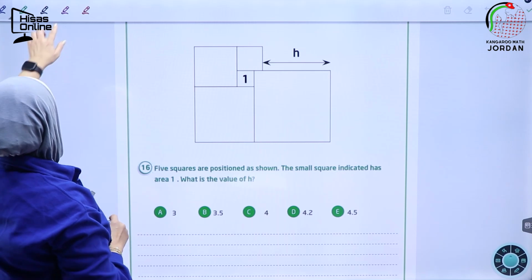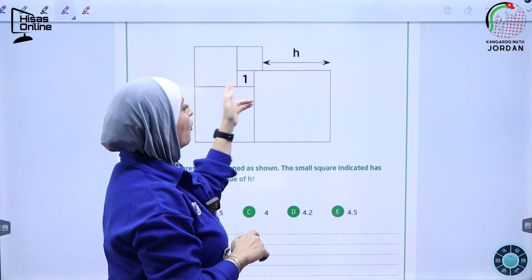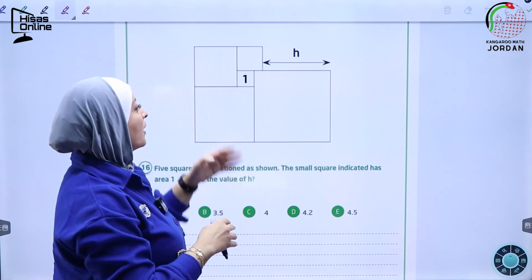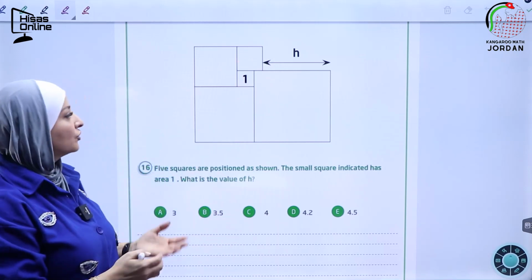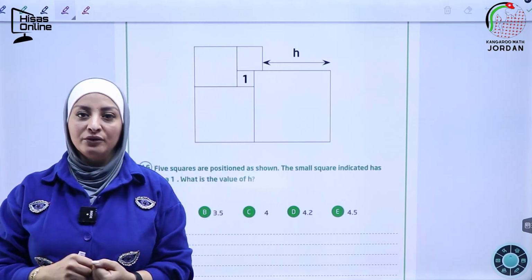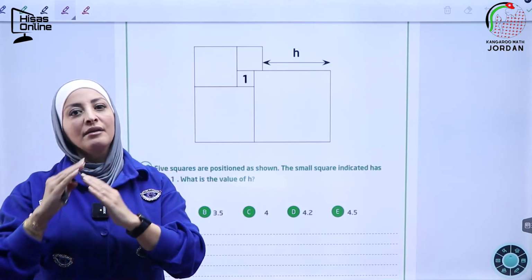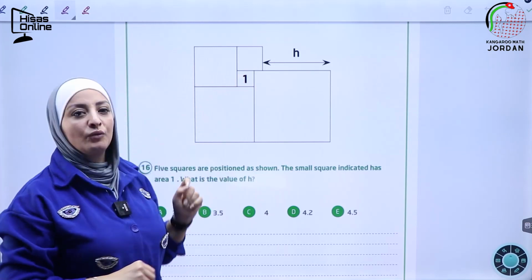Okay guys, for this question, you have to think out of the box. As you see, h is not a whole side in any square, so we cannot use the area of this square in order to figure out the others. So what shall we do? We shall go back to our background about squares. The area of any square is side squared, or length times width. So this one comes from 1 times 1, as you know.